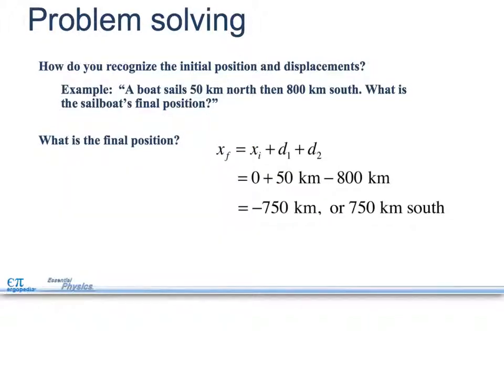And then what is the final position? So xf equals xi plus d. Our xi was 0, d1 was 50, and d2 was negative 800. So you have negative 750 kilometers, or if you wrote it as 750 kilometers south, that would also be correct.